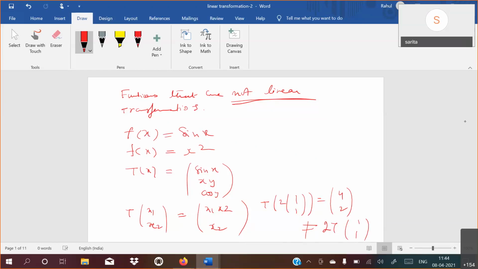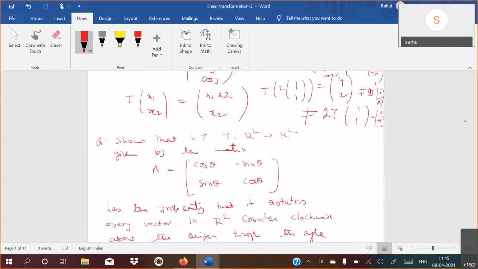And similarly, in case of this one, sin x, xy case, you can take one example and show that, for example, here we can say that T(2π, π) is equal to T(2π, π), and this is equal to (sin 2π, 2π into 2π, and cos 2π), and this is actually equal to (0, 4π², 1), and this is not equal to 2T(π, π), because that will become equal to (0, 2π², minus 2). So then we can say that this is not a linear transformation.